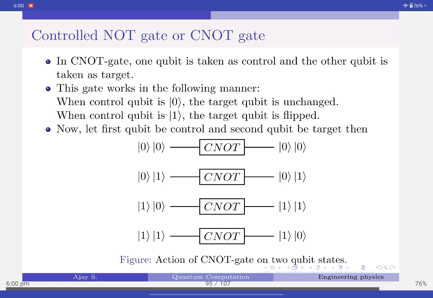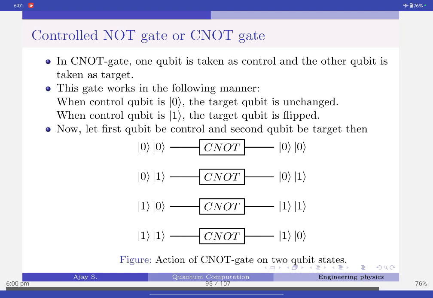Now, a 2-qubit gate would be the controlled NOT gate, or the CNOT gate. In the CNOT gate, one qubit is taken as control, the other is taken as the target. This gate works in the following manner. When the control qubit is 0, the target qubit is unchanged. When the control qubit is 1, the target is flipped. So as long as the control qubit is 0, nothing happens. But when the control is 1, then you switch the target.